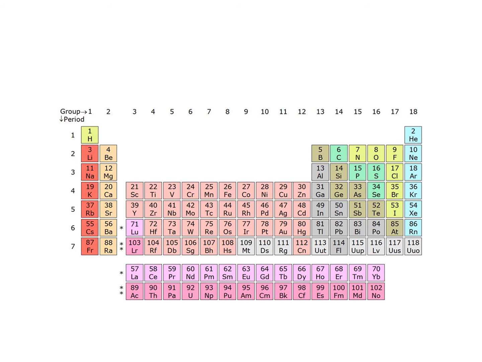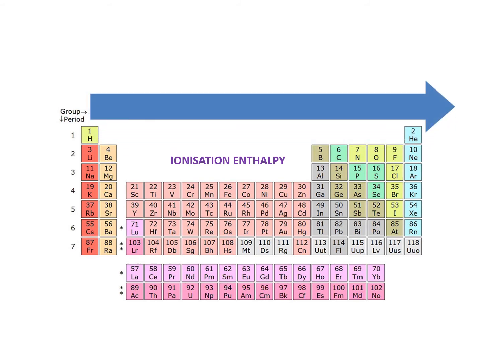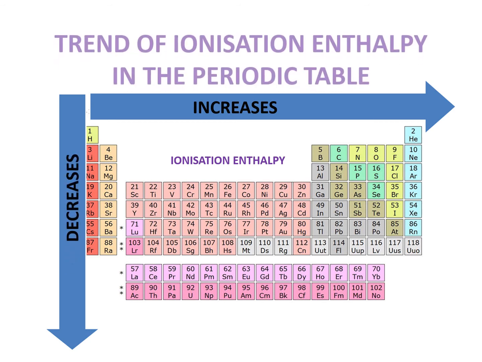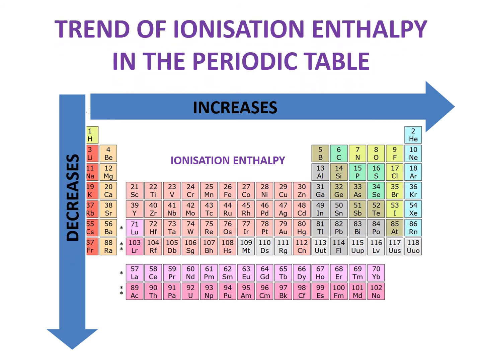In the periodic table, how does ionization enthalpy vary in a period and group? On moving from left to right in a period, the ionization enthalpy increases, whereas on moving down from top to bottom in a group, ionization enthalpy decreases. This is the trend of ionization enthalpy in the periodic table.